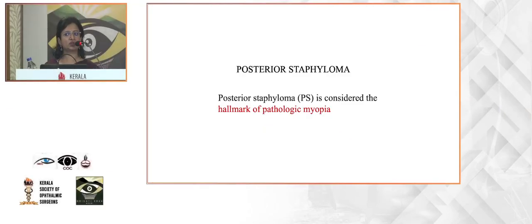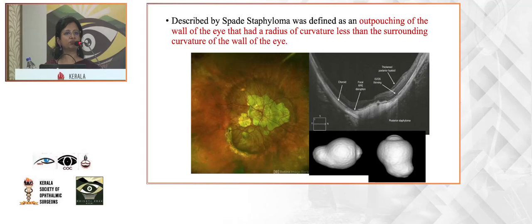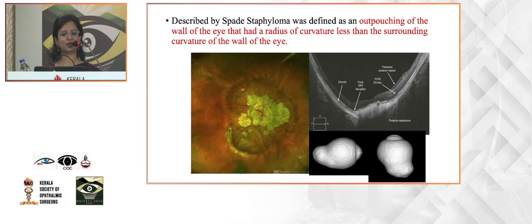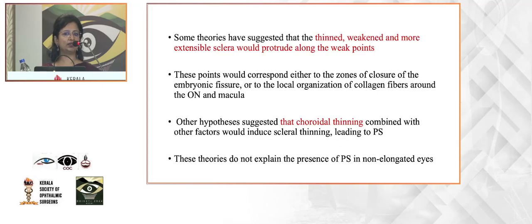First is posterior staphyloma, which is considered to be the hallmark of any pathologic myopia. It was described by Spaide as an outpouching of the wall of the eye that has a radius of curvature less than the surrounding curvature of the wall of the eye. As we already know, the scleral shell in highly myopic eyes has increased elasticity, and over a period of time, tends to expand gradually and become thin.